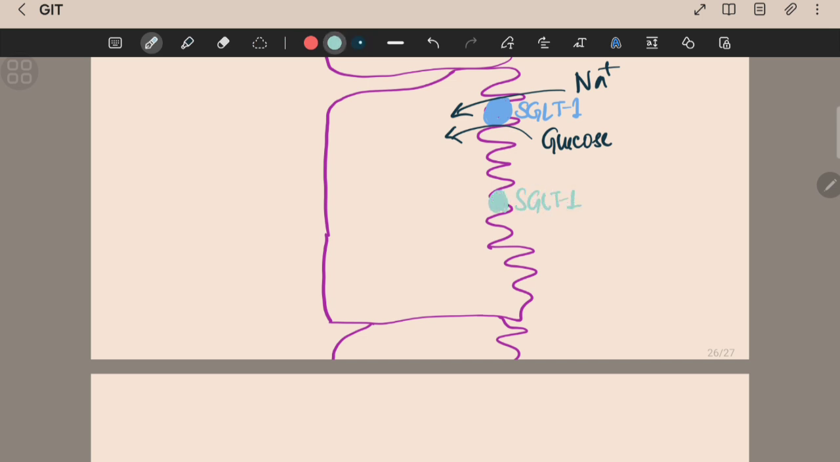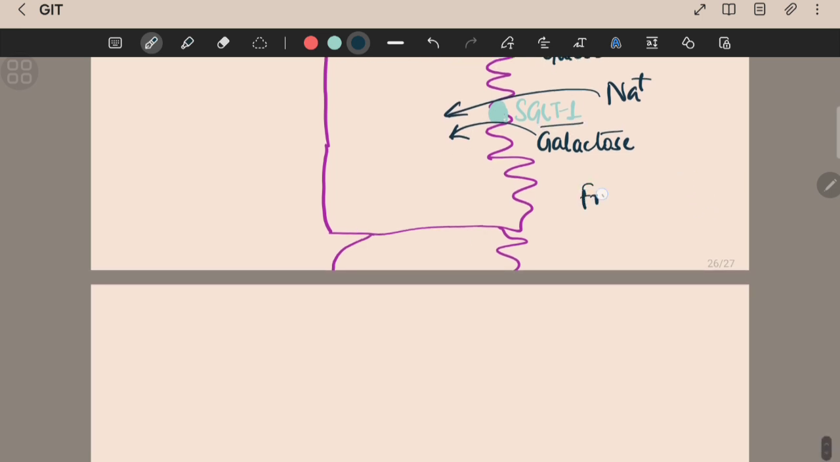Again, SGLT2 is also there. So this one will actually facilitate sodium's entry along with galactose's entry. So glucose and galactose will be absorbed along with sodium by means of these transporters, SGLTs. Okay. Now see fructose, the fruit sugar that was broken down.